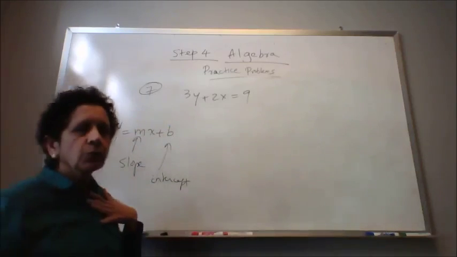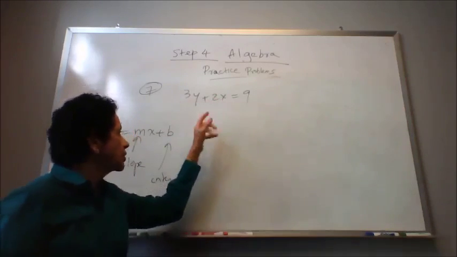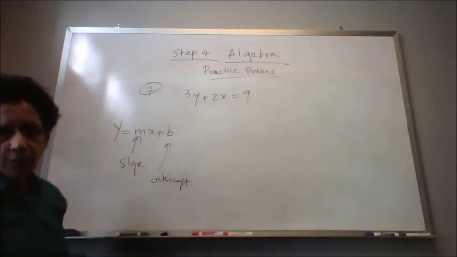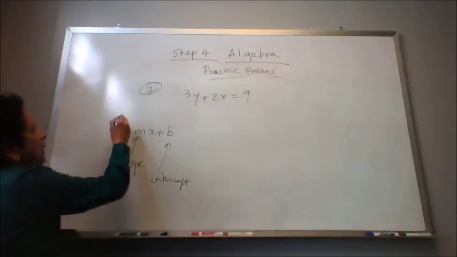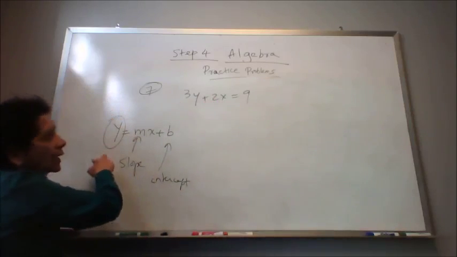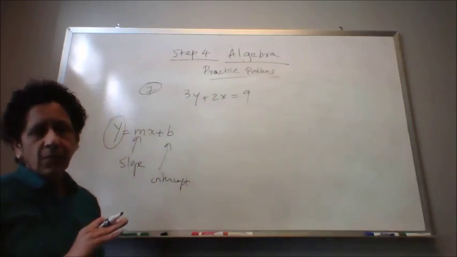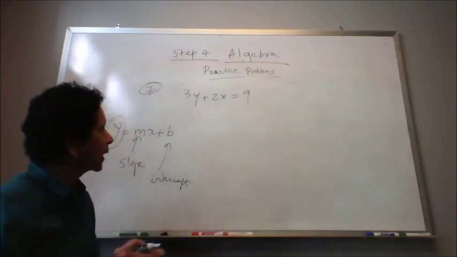So my goal is what? Rewrite this equation in the standard form. The standard form means I need to have y on the left hand side. All I need to have is just y, okay?